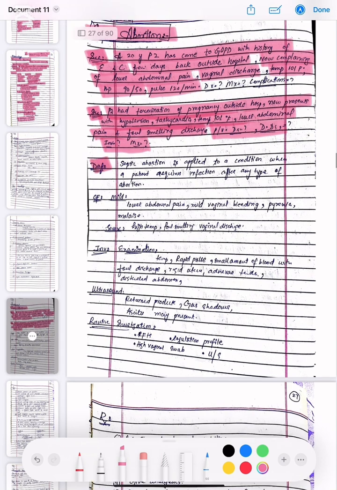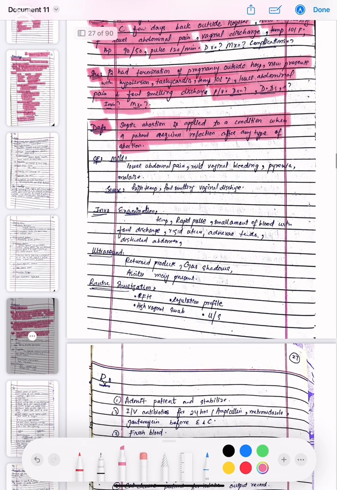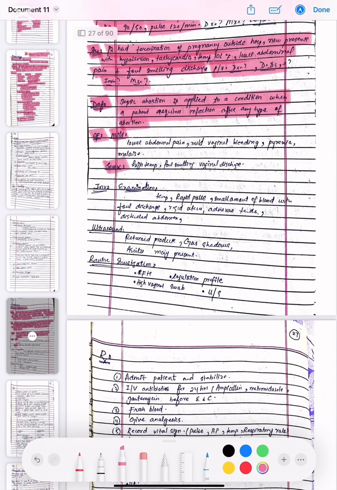So, the definition of septic abortion is that septic abortion is applied to a condition when a patient acquires infection after any type of abortion. The clinical features are mild and severe. The mild clinical features are lower abdominal pain, mild vaginal bleeding, pyrexia, and malaise. The severe features are high temperature, foul smelling vaginal discharge.